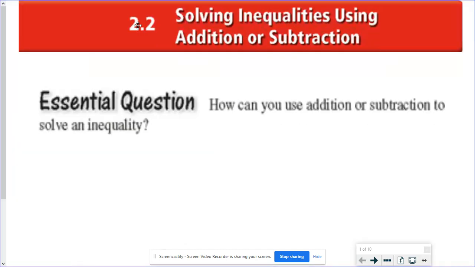Hello again, algebra students. Today we're going to continue on with working with inequalities. Yesterday we were just talking about writing inequalities and graphing inequalities. Now we're going to be solving inequalities, and today we're just going to focus on solving them using addition and subtraction.